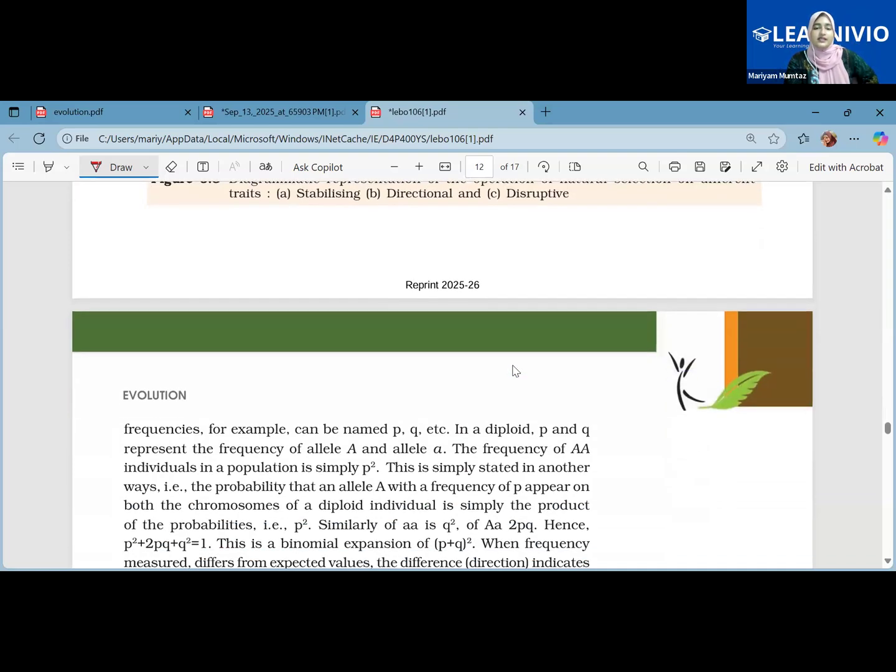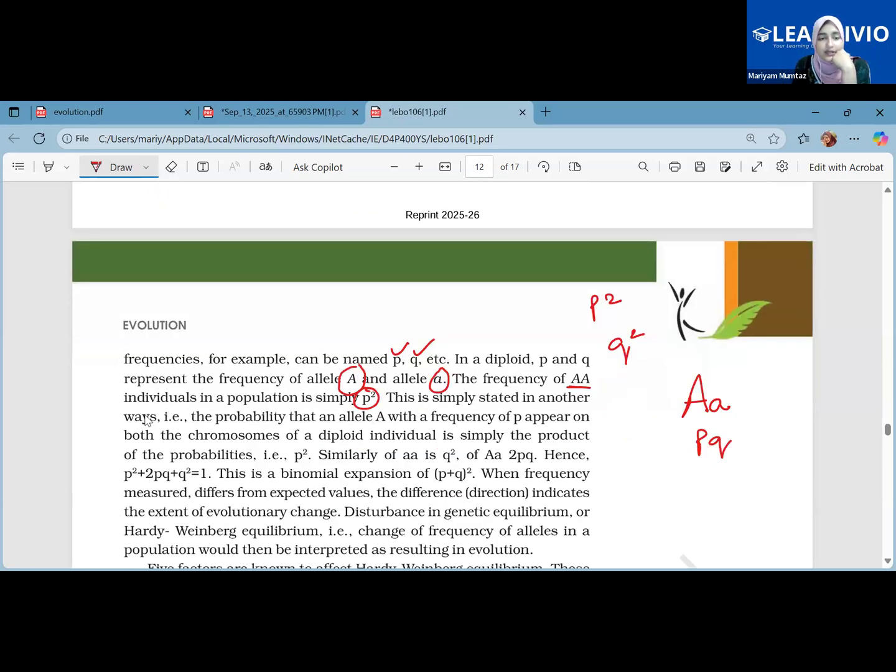So individual frequencies can be named p and q. In a diploid cell, meaning when two sets are present, p can be represented as p square, and q can be represented as q square. Let's say p represents a dominant allele, whereas q represents a recessive allele. So the frequency of AA is p square, and small aa is q square. When we talk about heterozygous, wherein there is a capital A and a small a, we write it as 2pq. So he gave this equation: p square plus 2pq plus q square is equal to 1.